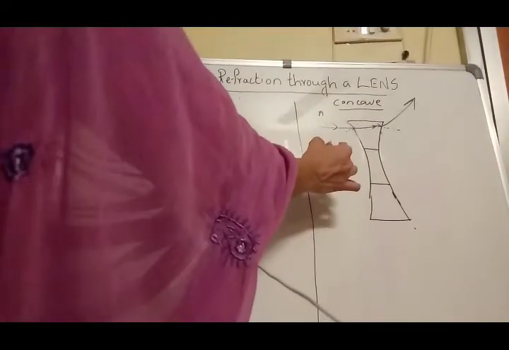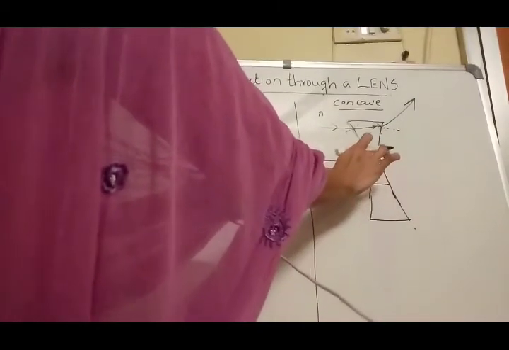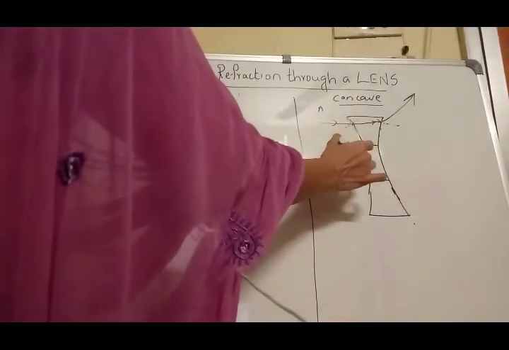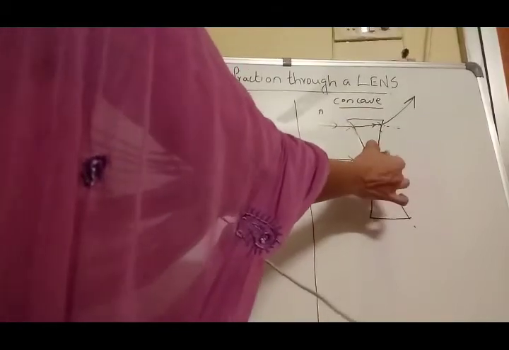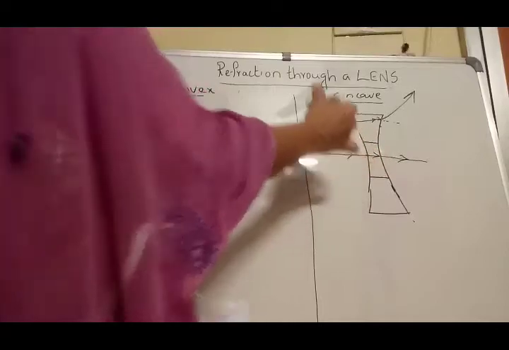Second ray, as you know, since it is a slab and the ray is coming straight, normal to the slab, it will go undeviated. So this will be the second ray B.